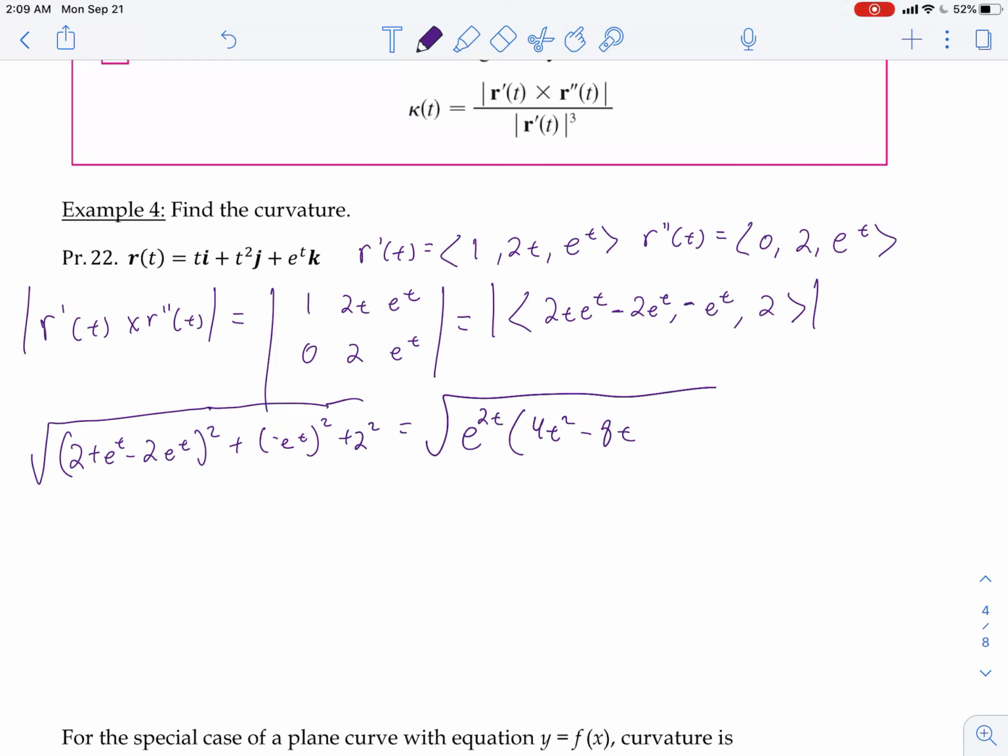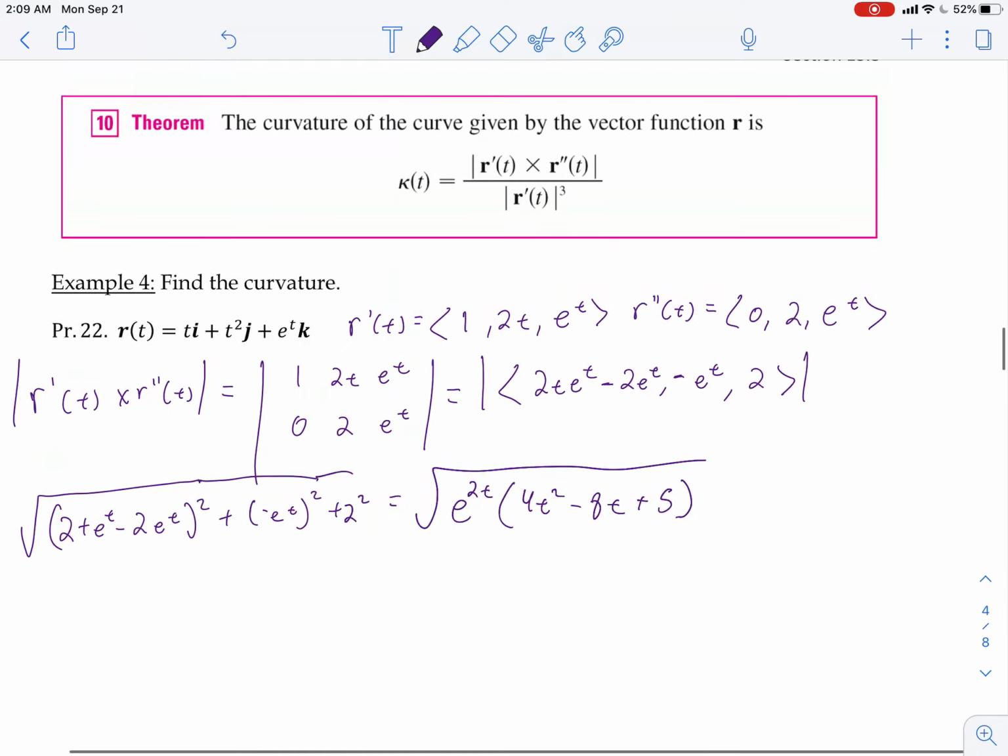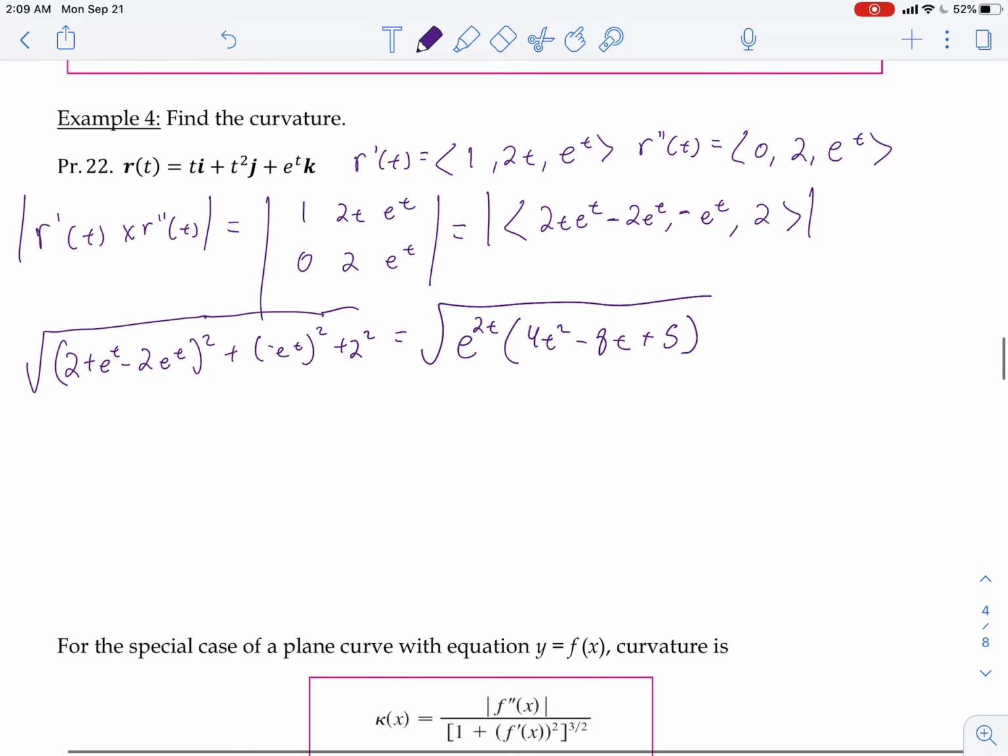2t times negative 2 is negative 4t, so negative 8t. And the negative 2 squared is going to be 4, but then I have that 4 plus a 1, so it's going to give me plus 5. And then I have this plus 2 squared, so plus 4 on the outside. So that's going to be the numerator of kappa.